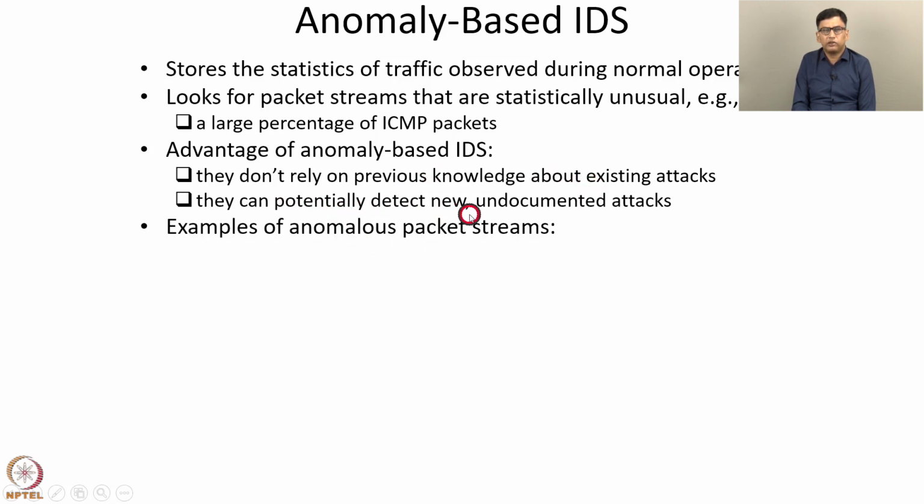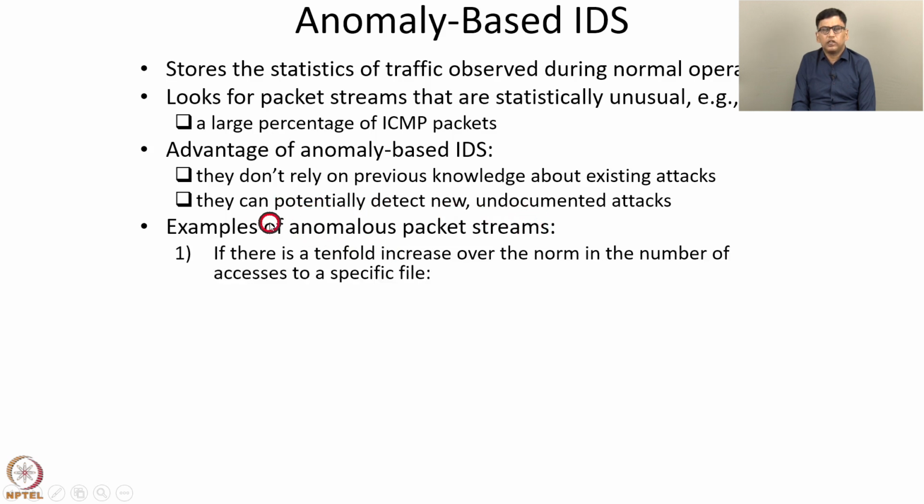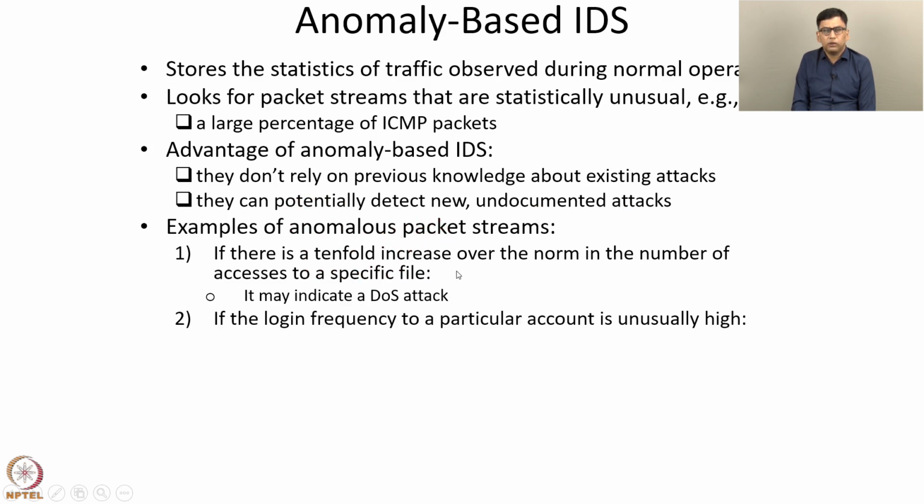Some examples of anomalous packet streams are as follows. Suppose there is a tenfold increase over the norm in the number of accesses to a specific file, then that may indicate that a denial of service attack is happening. So, this is an example of an anomalous packet stream. If the login frequency to a particular account is unusually high, then that may indicate that someone is trying to break into that particular account. So, that attacker is trying out different passwords and trying to log into that account.